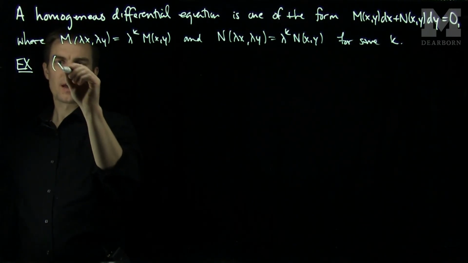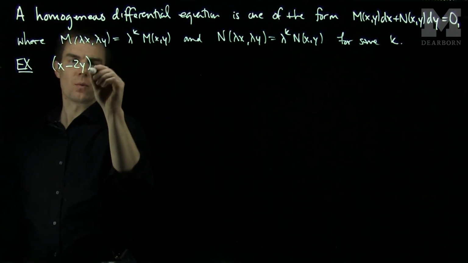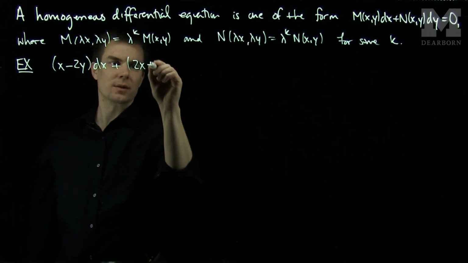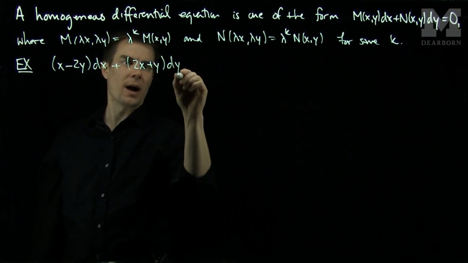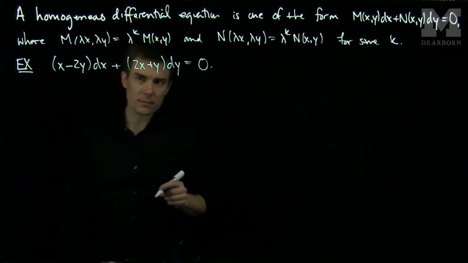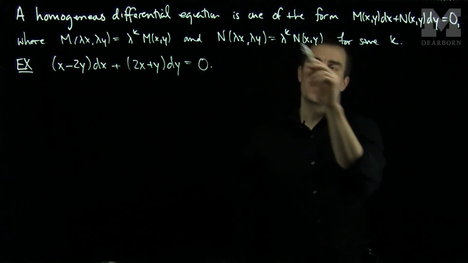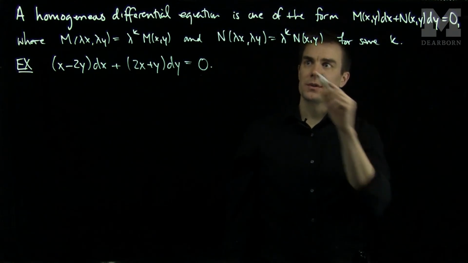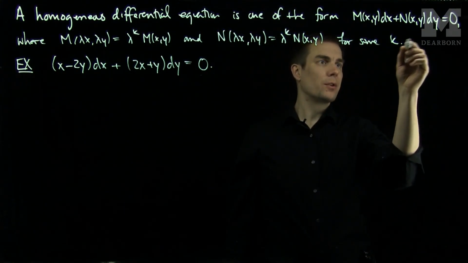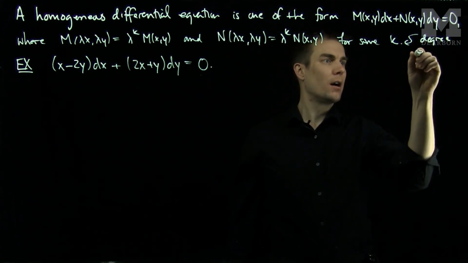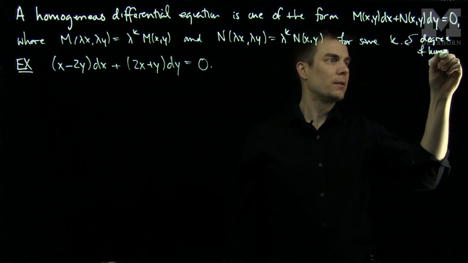Let's consider (x minus 2y) dx plus (2x plus y) dy equals 0. This equation is homogeneous of degree 1. The k in the relationship in the previous sentence is called the degree of homogeneity. So this k is the degree of homogeneity.